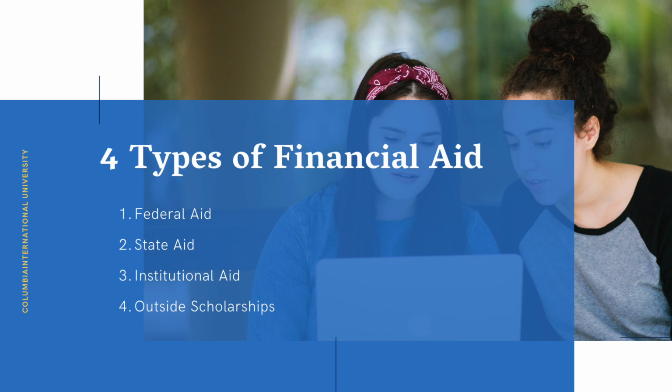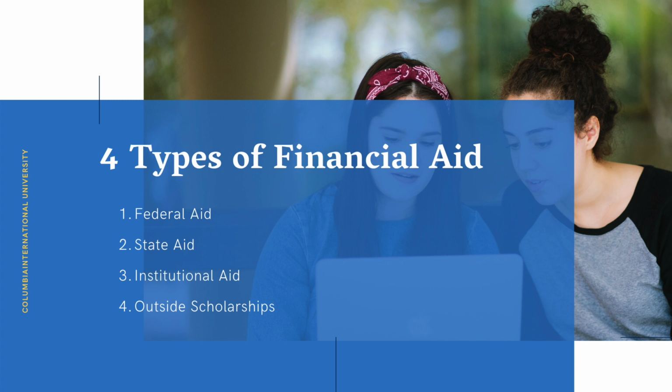So as we talk about financial aid, we like to break this down into four types of aid. We'll flesh out each of these types of aid as we go, but let's do an overview here. There's federal aid, which is aid from the federal government, which we'll talk about in just a moment.